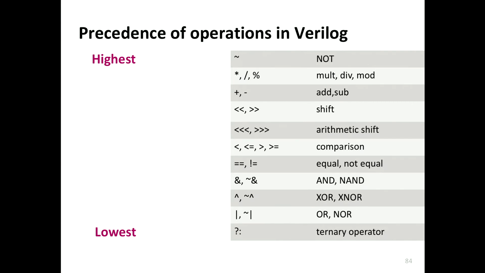So you start with the NOT, and the lowest precedence is the ternary operator. You know what precedence is? Yes. It's basically, everybody knows, right?